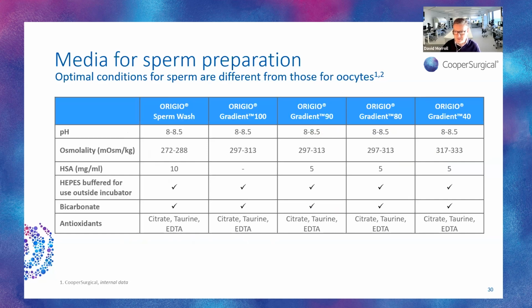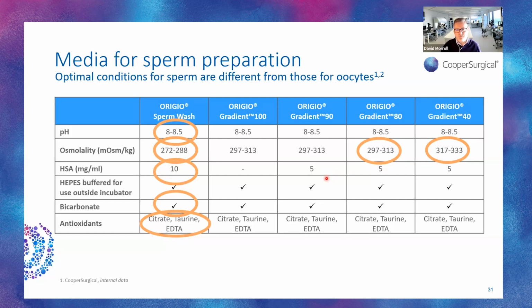And you can see here, again, just taking our range as an example, that we have some differences from some other media in as far as our media are at 8 to 8.5, so considerably higher pH than we would have for oocytes and embryos. I've already talked about the osmolality gradient for the preparation, but you'll also see that we've got generally higher protein in the wash medium compared to other elements.